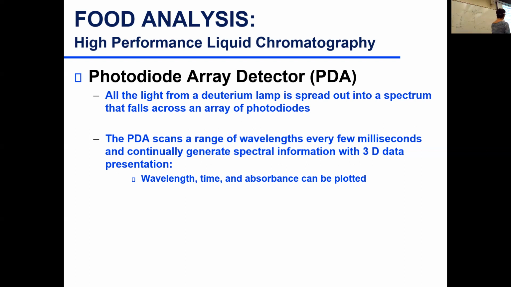So the power of a PDA is it gives you a scan of the absorption, so you get 3D data. That means wavelength scan, time, and absorption can be plotted. So you get spectra, you get chromatogram, which is very useful for not just quantification, but for identification. Now, how does the photodiode array detector work? We'll cover that in spectroscopy.